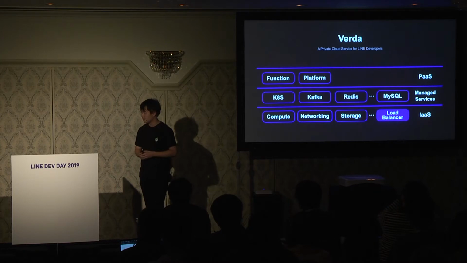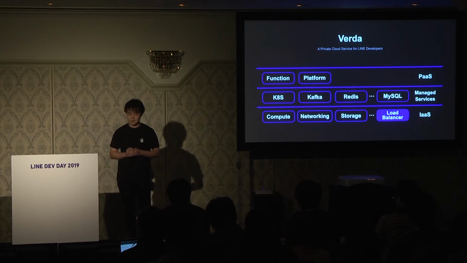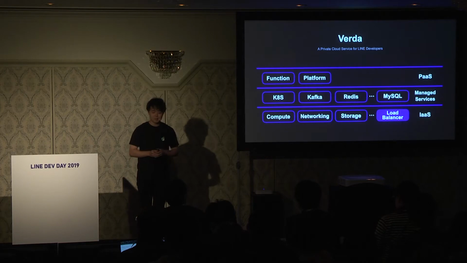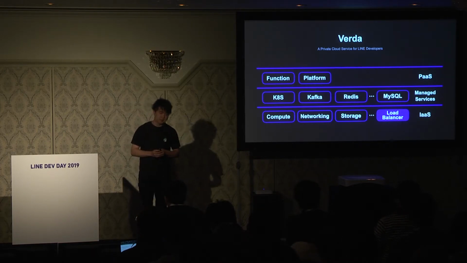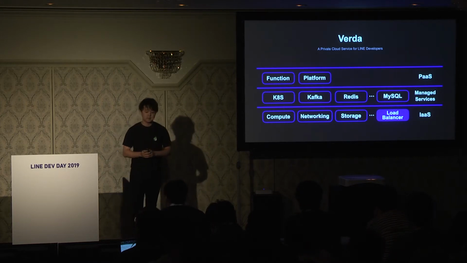And Verda currently offers a wide variety of services, for example, computing and networking. Those are the basic infrastructure resources. On top of that, we provide Kubernetes and Kafka, which are middleware, and also function as a service. The load balancer that we are developing is positioned as one of a group of services called as-a-service, in the same line as computing and networking.